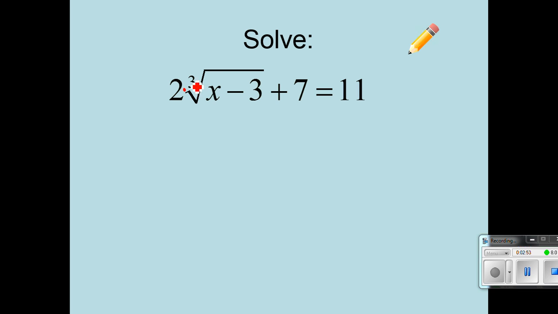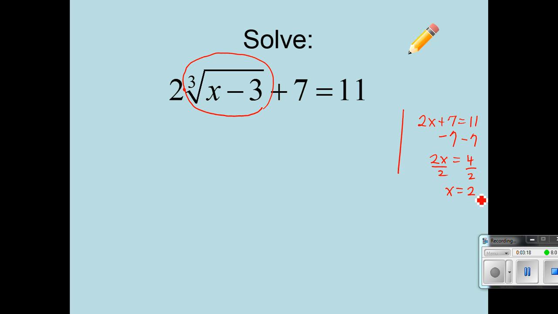2 times the cube root of x minus 3, plus 7 equals 11. Okay, the first thing we've got to do is isolate this radical. Got to isolate that whole thing. Now, sidebar, if I had 2x plus 7 equals 11, I'm pretty sure that most of you would tell me, go ahead, Mrs. Brendan, and subtract 7. You would be right. And then you would be dividing by 2, and you would get an answer of 2. But now that this x has changed into this radical, we're going to do the exact same thing, except in the end, we might have to change it a bit.